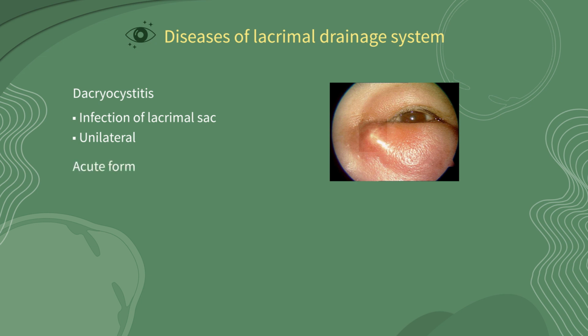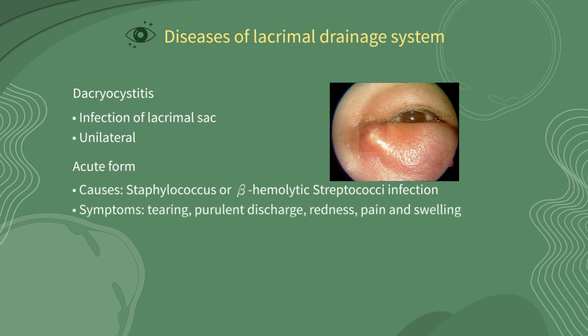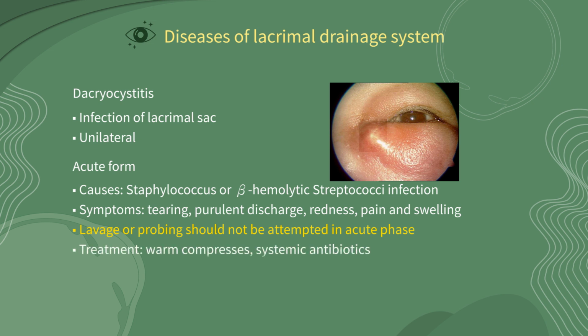Acute dacryocystitis is usually caused by Staphylococcus aureus or occasionally beta-hemolytic streptococci. The chief symptoms are tearing and purulent discharge. Redness, pain, and swelling are present in the tear sac area. Lavage or probing should not be attempted in this phase. Initial treatment involves the application of warm compresses and oral antibiotics. If an abscess is pointing and about to drain spontaneously, we can make a cut to facilitate drainage.